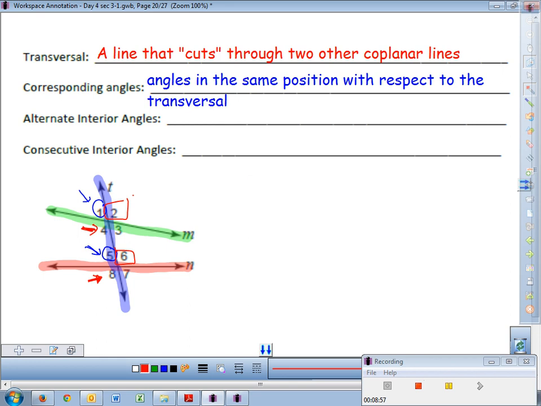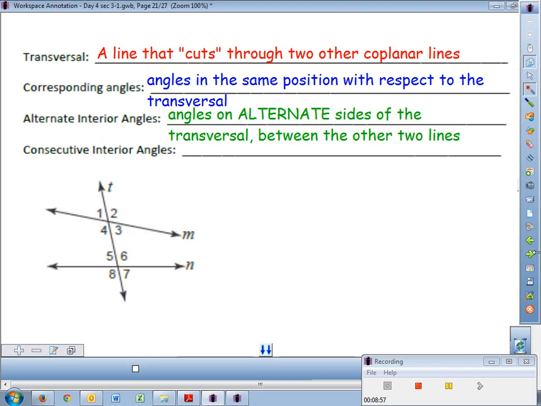And if we would just stop there and never learn any other types of angles, it really wouldn't be that complicated. It's like, oh yeah, those are corresponding angles. But we have a whole other types of angles. Another type is called alternate interior angles. Angles that are on alternate sides of the transversal, but between the two lines. So please take a moment to jot that definition down.